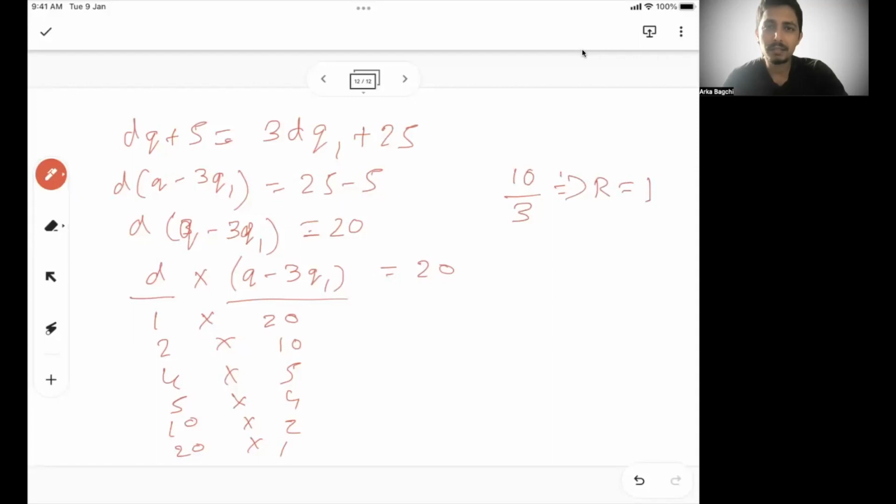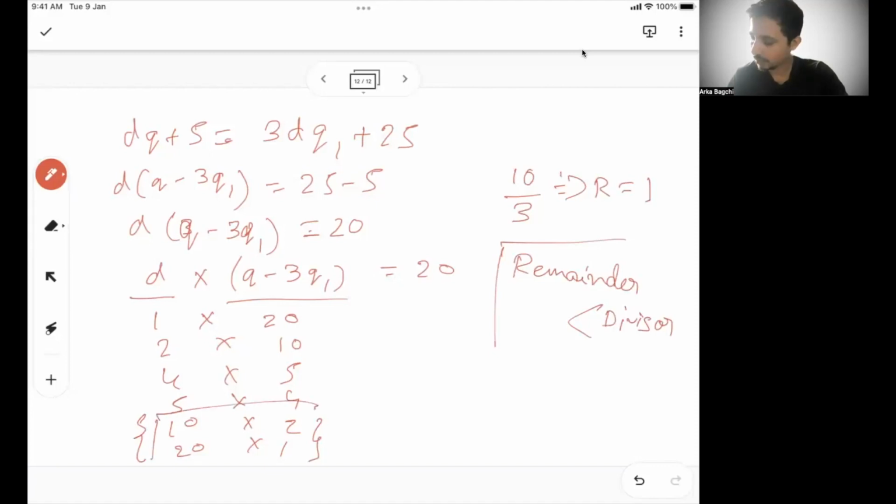So if that part is clear, we know your remainder will always be less than the divisor. So in this case, only 10 and 20 will satisfy, because when divided by d, you get a remainder of 5. So your divisor will always be more than 5. So these are the two values that d can take, 10 and 20.